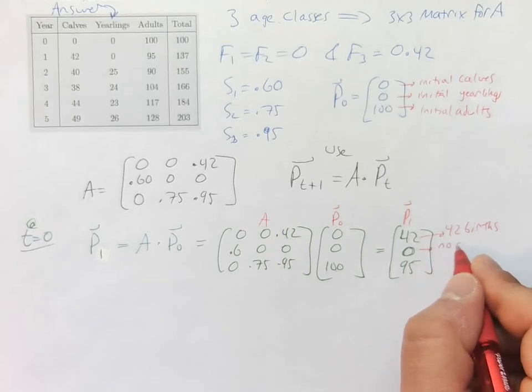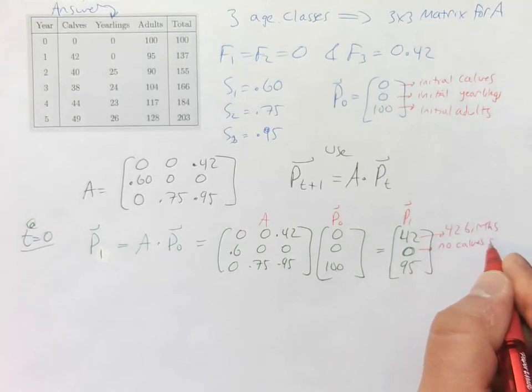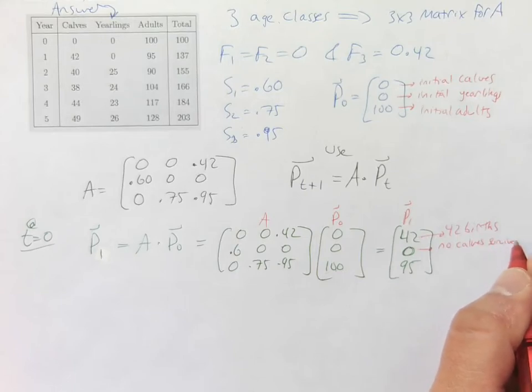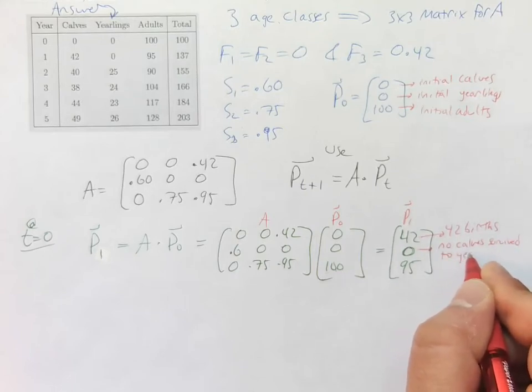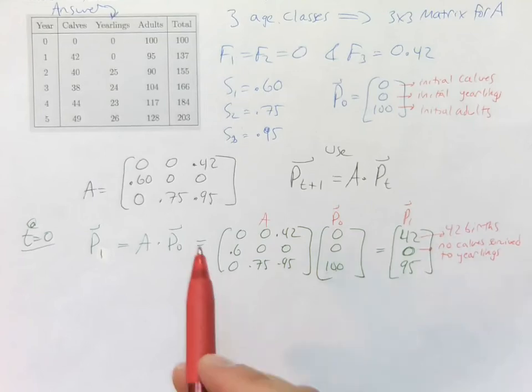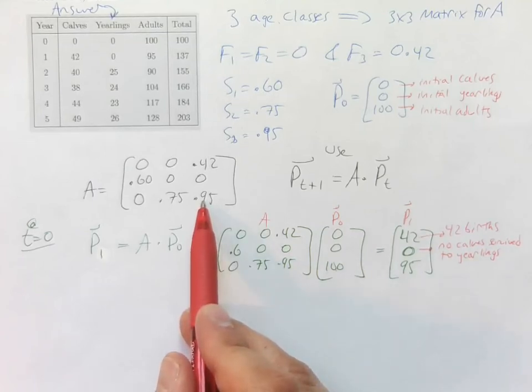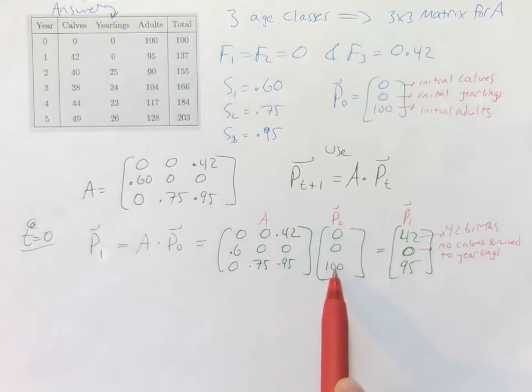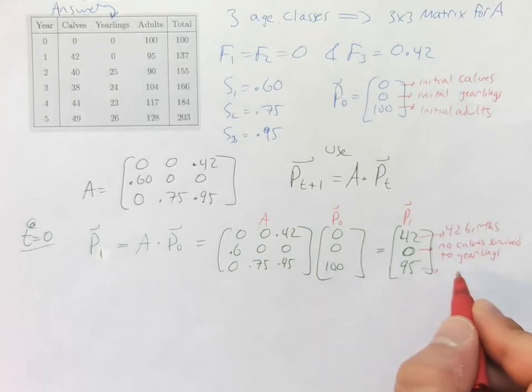So there were no calves to survive to become yearlings, but there will be in the next time step. Now we have calves, and so in the next time step we'll have some yearlings. And then 95% of the adults should have survived. If we had 100 of them, 95% of that is 95, and so only 5 adults died.